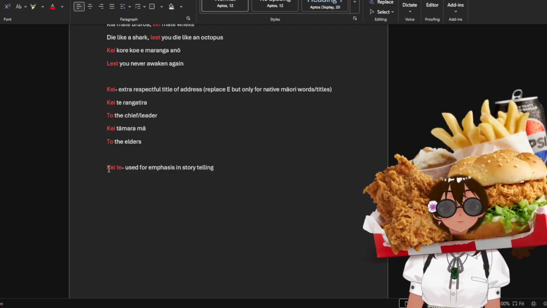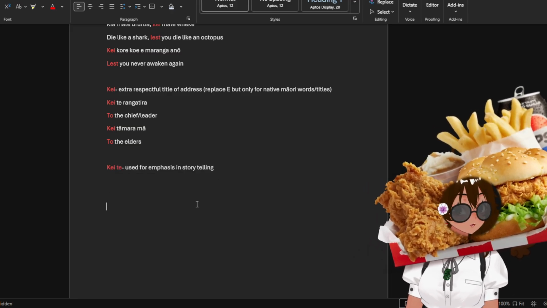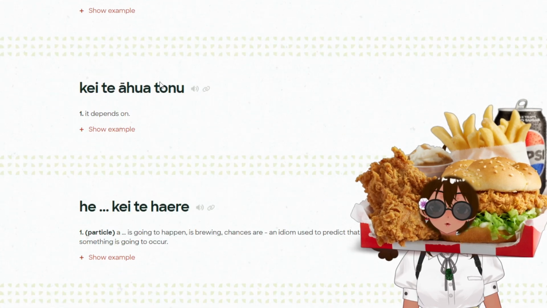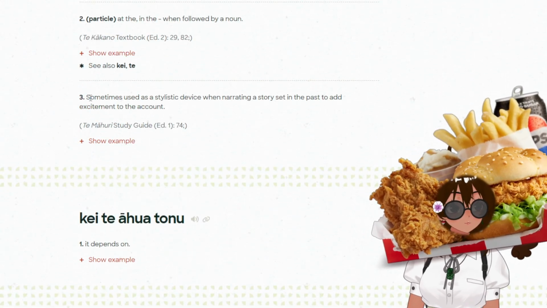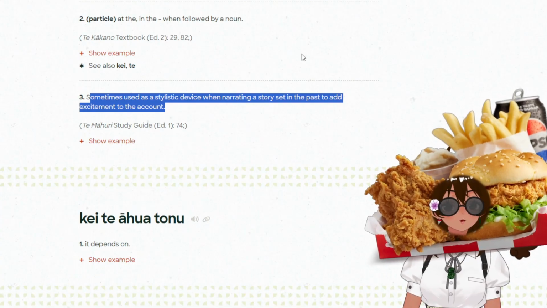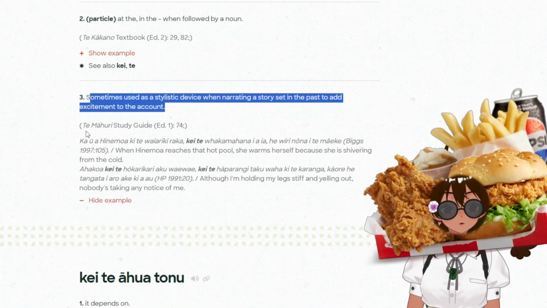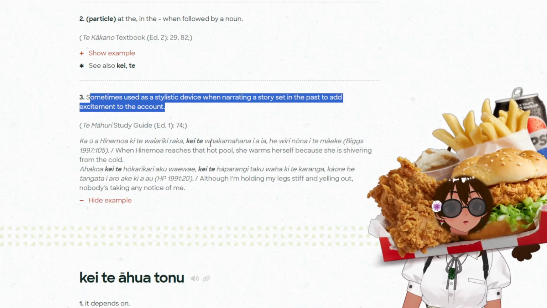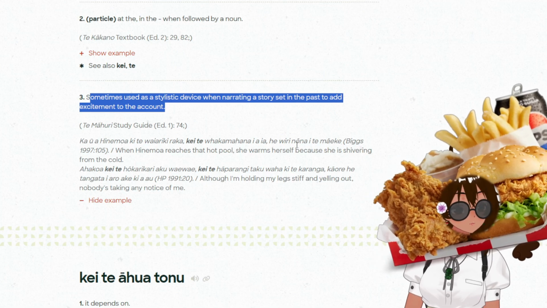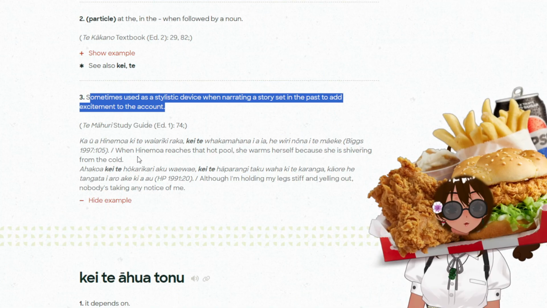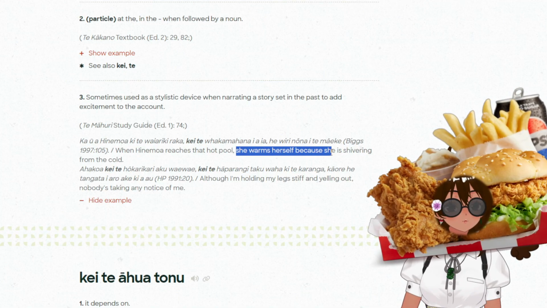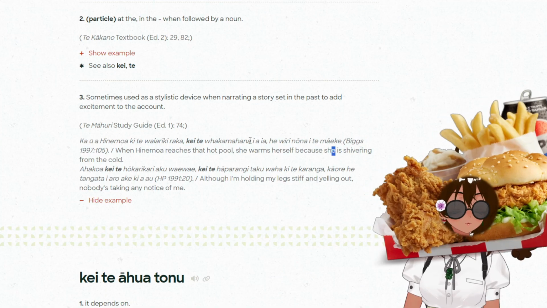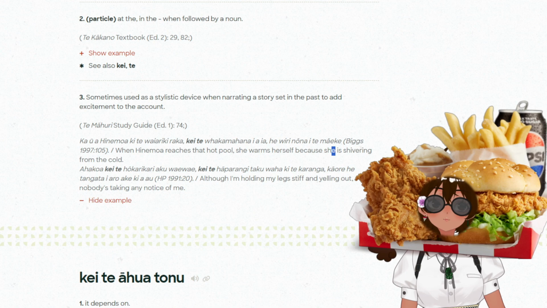And then finally, to end this off, we have its usage to emphasize in storytelling, which is something I only learned while reading through this. If we look here, sometimes used as a stylistic device when narrating a story set in the past to add excitement to the account. For our example here, ka tae hine moana ki te waiariki, kei te whakamahana ia ia. When Hine Moana reaches the hot pool, she warms herself. Kei te whakamahana. Because she is shivering from the cold. So basically, just think of it as a way to make your stories more interesting, I guess, if you use kei te there.